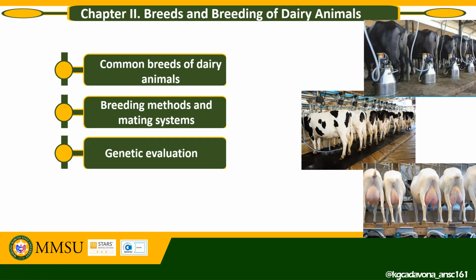Good day, everyone. So we are now on chapter 2 of our course, which is on the breeds of different dairy animals. So we will be talking here about the different breeds of dairy cattle, the dairy buffalo, and dairy goats as well. We will also be talking about the different breeding methods and mating systems, and we will try to cover the genetic evaluation also.